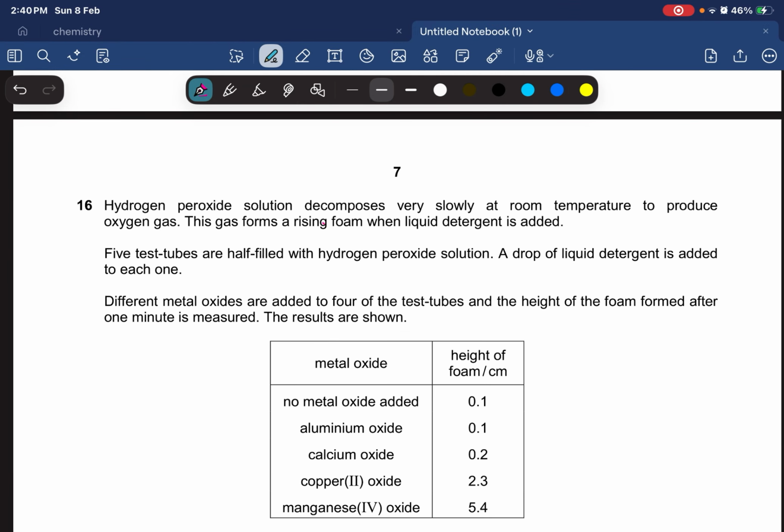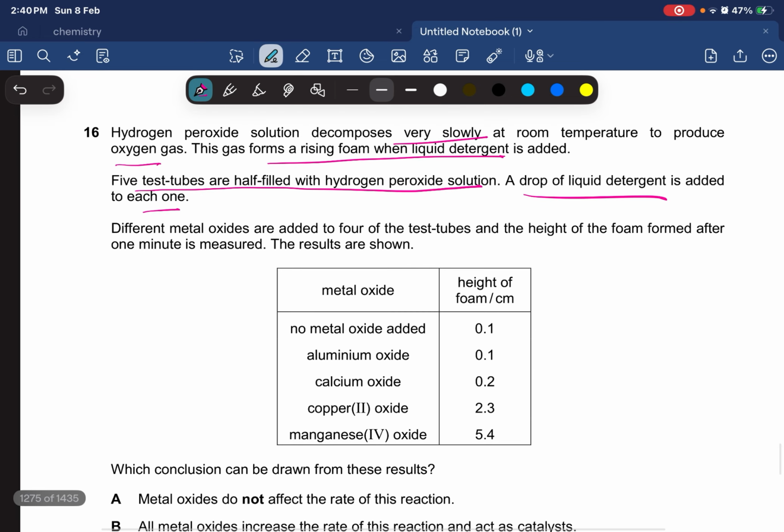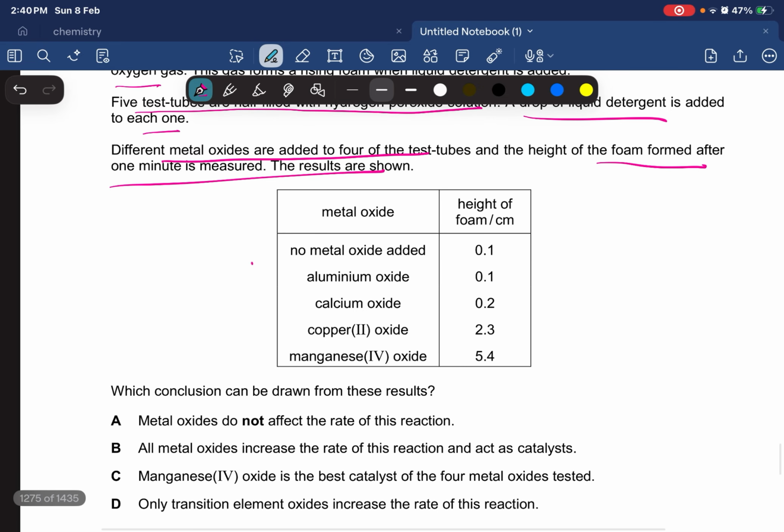Hydrogen peroxide solution decomposes very slowly at room temperature to produce oxygen gas. The gas forms a rising foam when liquid detergent is added. 5 test tubes are half filled with H2O2 solution. A drop of liquid detergent is added, so now foam of O2 gas is going to form. Different metal oxides are added to the 4 test tubes and the height of the foam after 1 minute is measured. Aluminum, no metal oxide, this much foam.